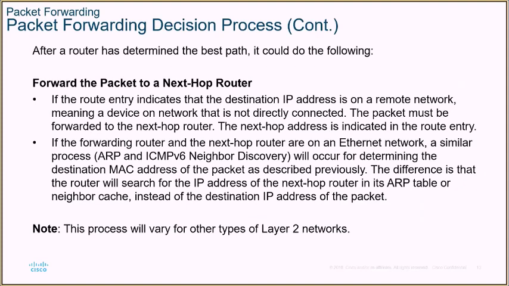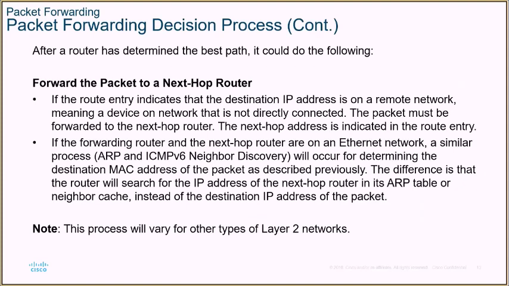It could forward it to a next hop router. So if the route entry indicates that the destination IP address is on a remote network, meaning a device on a network that is not directly connected, the packet must be forwarded to the next hop router. The next hop address is indicated in the route entry. If the forwarding router and next hop router are on the Ethernet network, a similar process, either ARP or neighbour discovery, will need to occur for determining the destination MAC address as we spoke about.